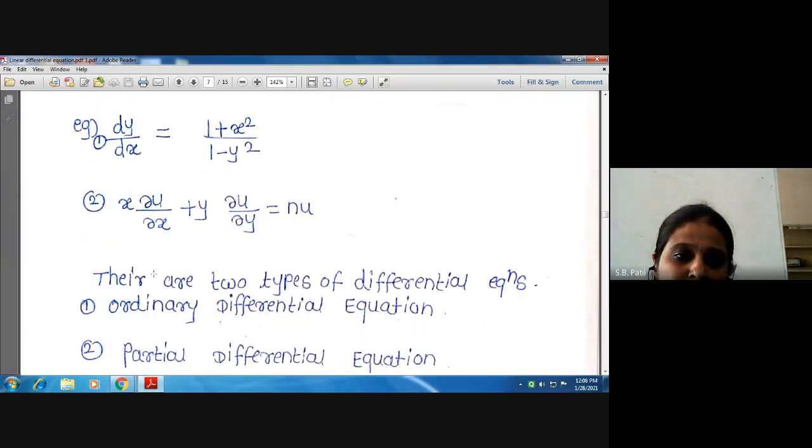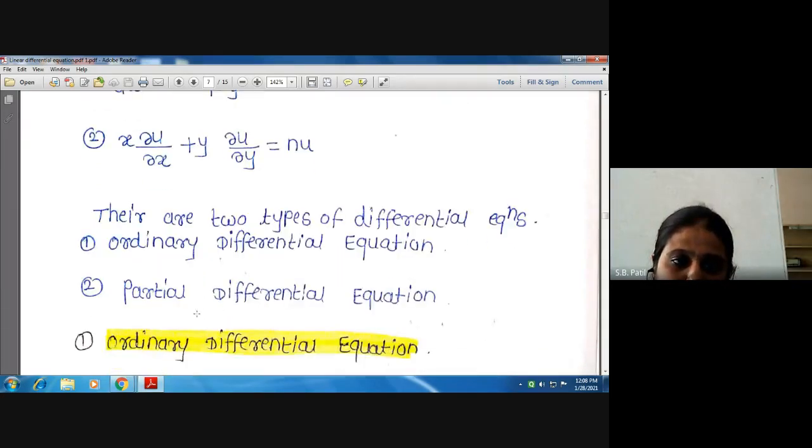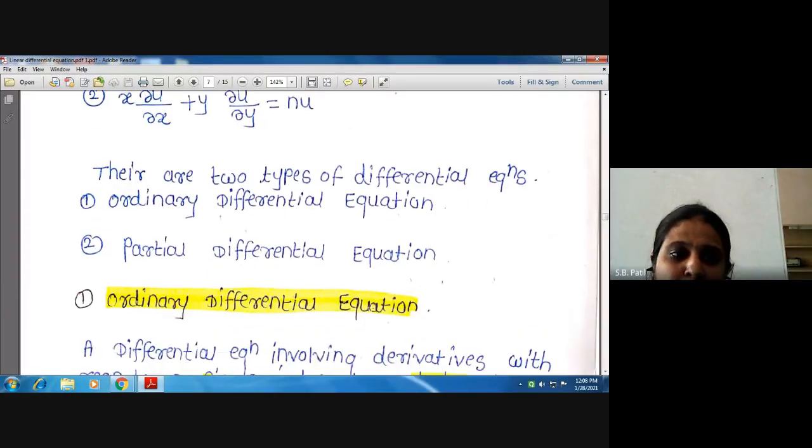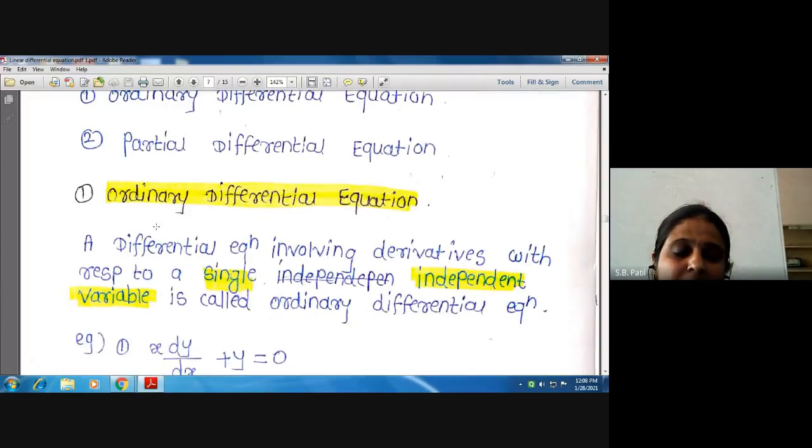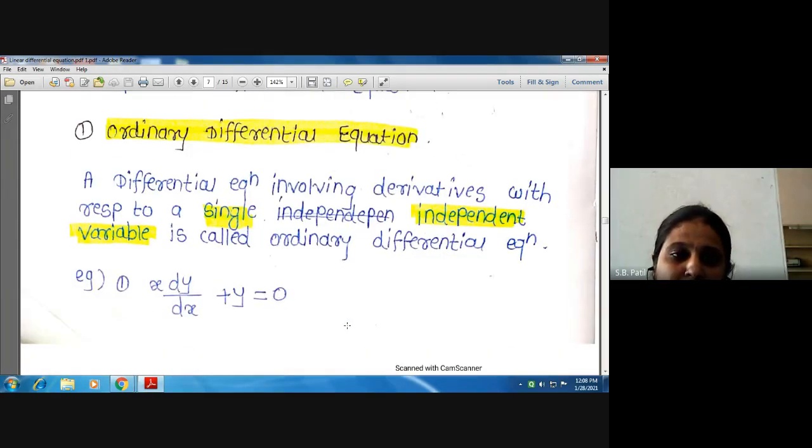Then there are two types of differential equation. The first one is the ordinary differential equation and the second one is the partial differential equation. First, we see what is meant by an ordinary differential equation. A differential equation involving derivatives with respect to a single independent variable is called an ordinary differential equation.